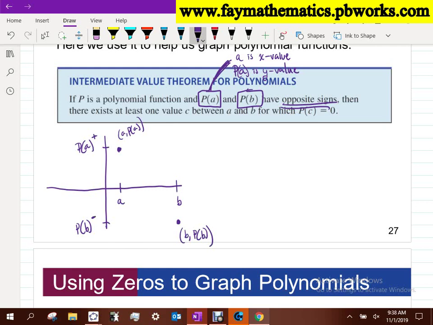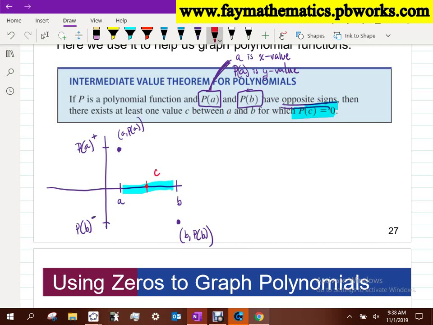If that is happening in front of us, then there exists at least one value C between A and B, so one value C somewhere in that blue region, for which P of C equals 0. What does P of C equals 0 mean? You're saying that the C value that you plug in, that is between A and B, is going to produce a y value of 0. When I have a y value of 0, it produces an x-intercept, right? So they're saying maybe that's C.